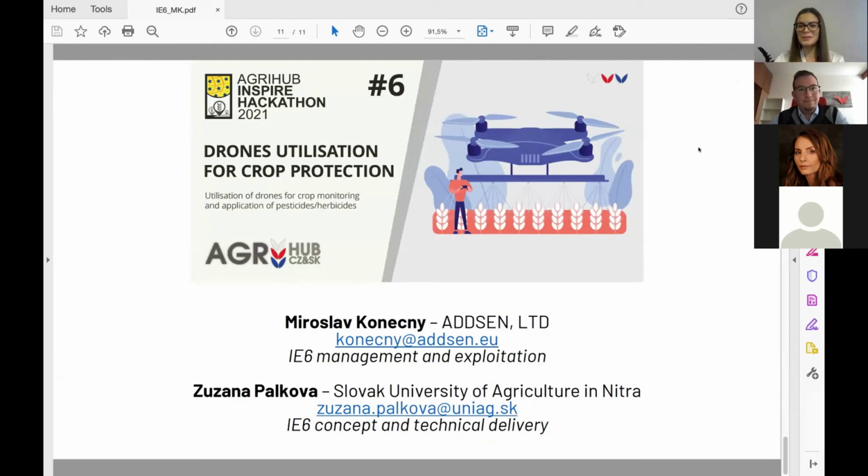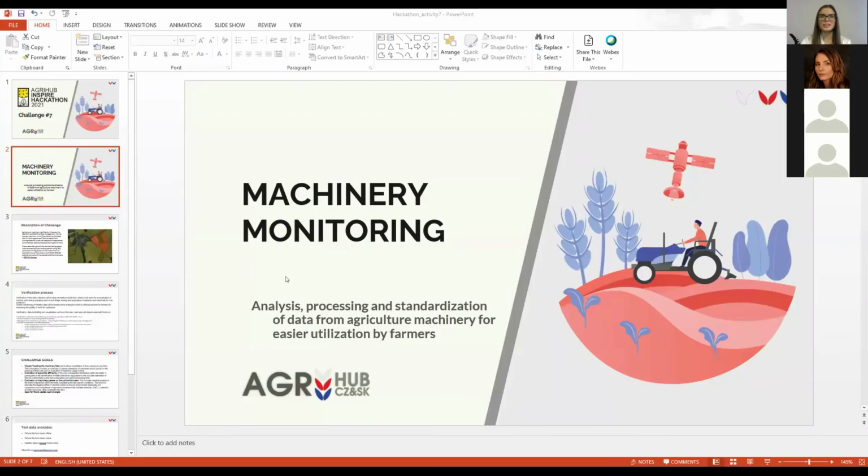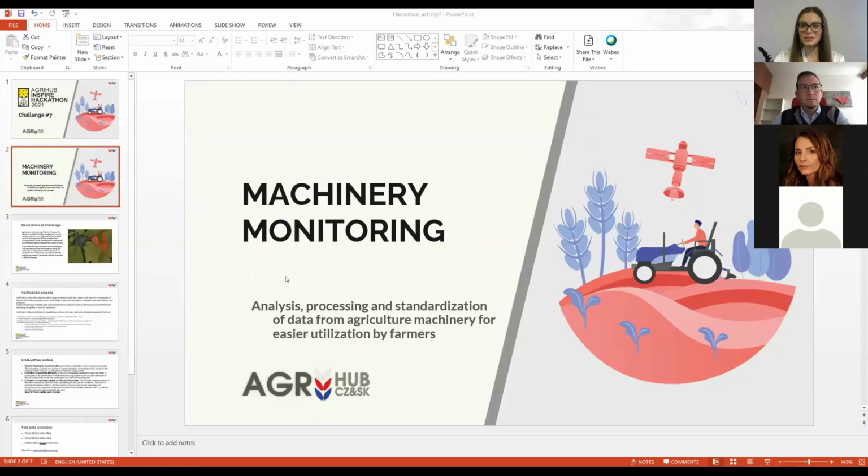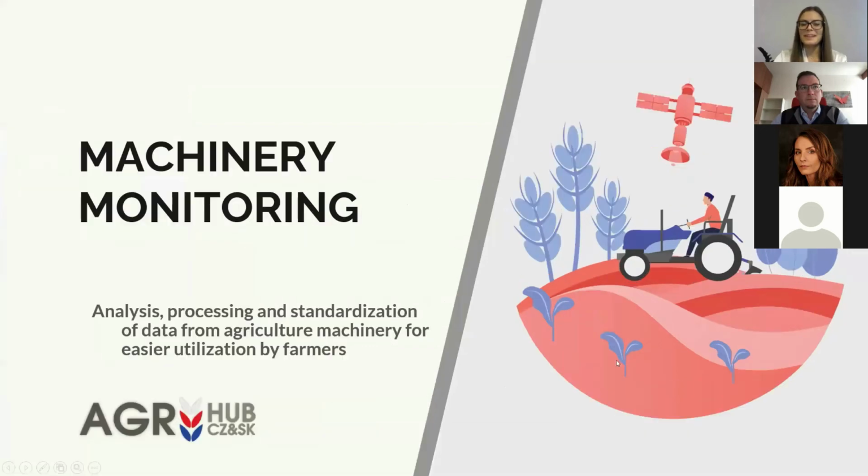Thank you very much, Miro, for sharing with us the expected outcomes of this challenge and also the introduction of the objectives of challenge number 6. And now we are slowly moving to the end of the webinar, to the very last presentation of challenge number 7 that is dedicated to analysis, processing, and standardization of data from agriculture machinery for its easier utilization by farmers. This challenge will be introduced by Pavel Gnip from Agro. So Pavel, the floor is yours.